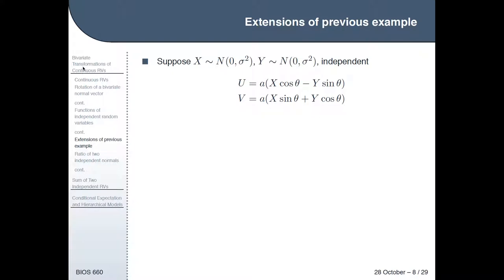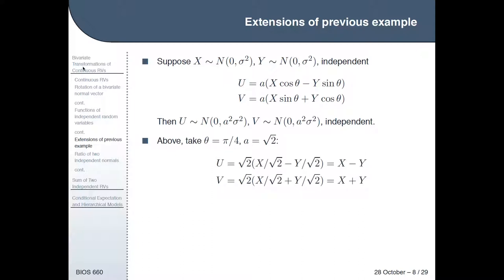Now let's take a slightly more complicated version of the previous example where we multiply both u and v by a constant a. And we want to show that in this case we end up with two independent normals with mean 0 and variance a squared times sigma squared.